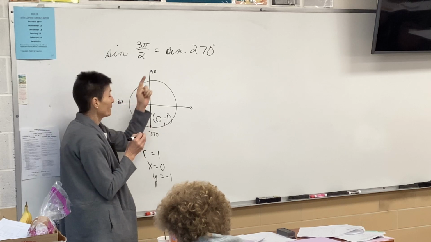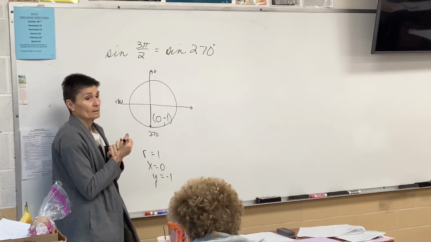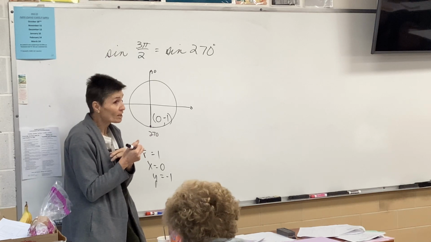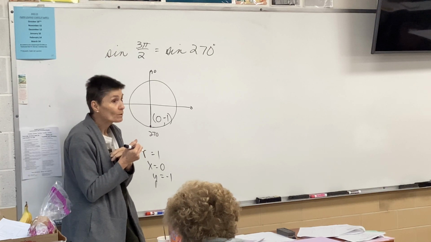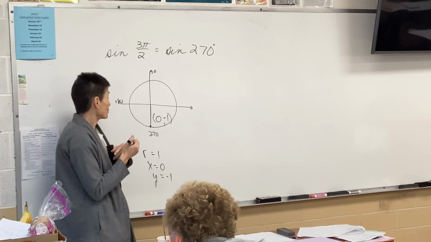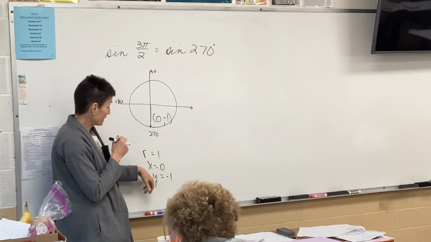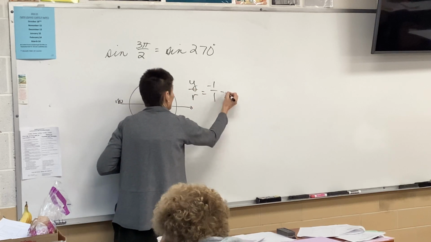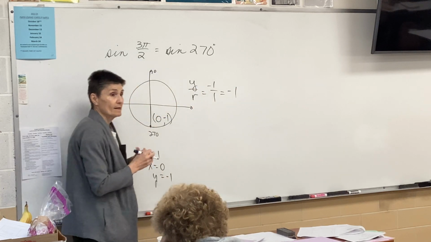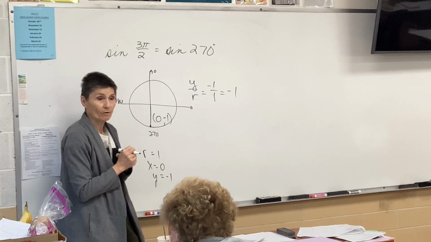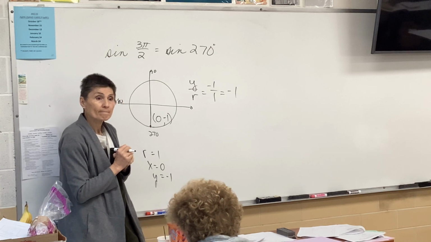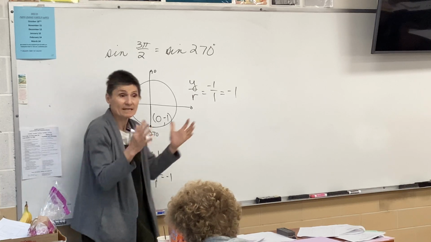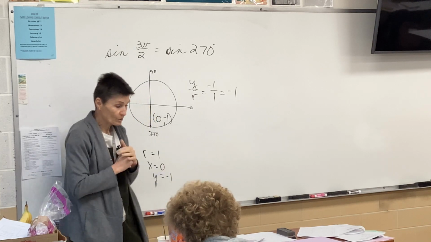Now, we wanted sine. Who remembers what sine is? Josh? Joshua? Y over r. Very good. So y over r would be -1 over 1, which we can just write as -1. Beautiful. Could we also just plug that into our calculator? No, these are no calculator problems. Yeah, I mean, obviously, yes, you can, but no, these are no calculator.